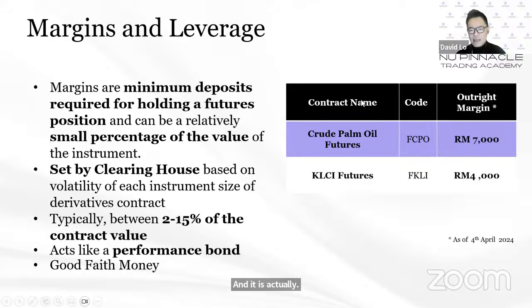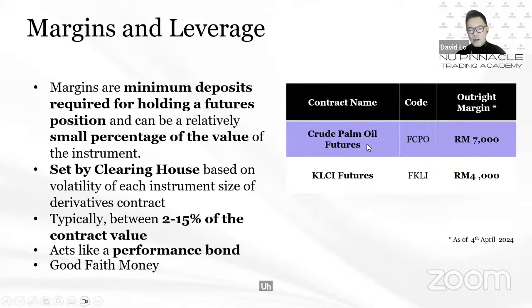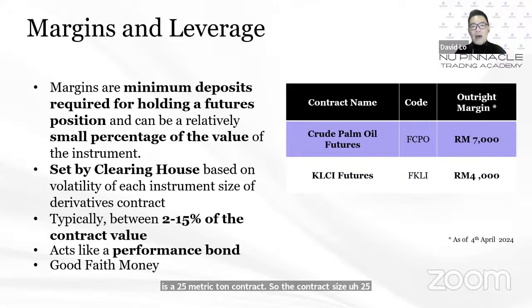Let's have a look at the Bursa Malaysia crude palm oil futures contract. The outright margin is currently 7,000 ringgit. Let's say palm oil is now trading at about 4,000 ringgit per metric ton. The palm oil contract is a 25 metric ton contract, so the contract size, 25 metric tons times 4,000, is worth 100,000. So if you trade one contract of palm oil right now, it's about 100,000 ringgit worth of palm oil.